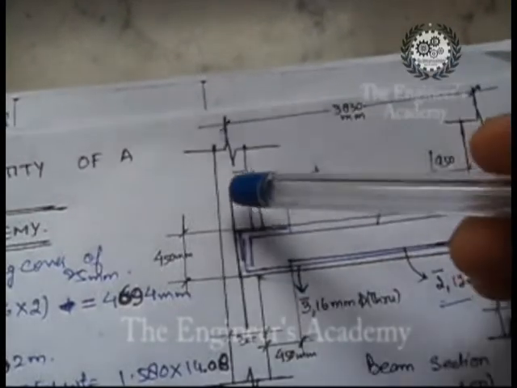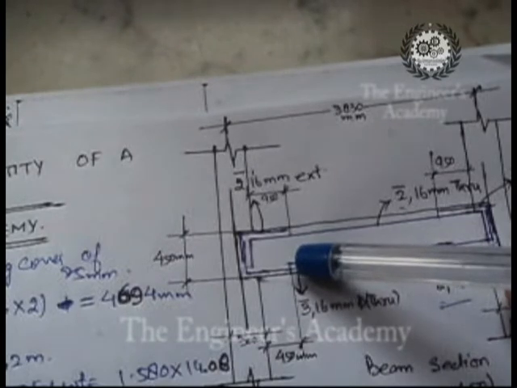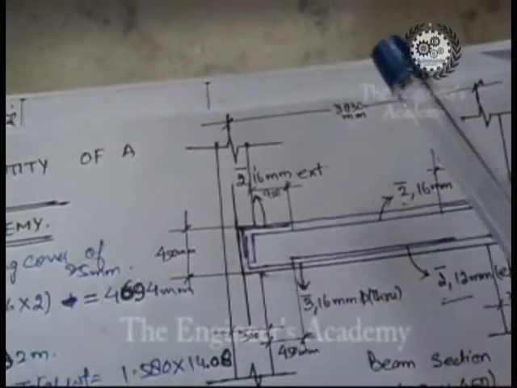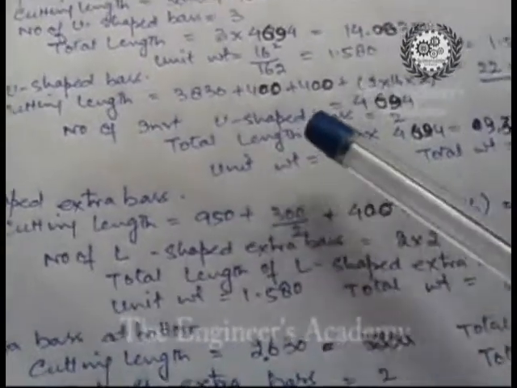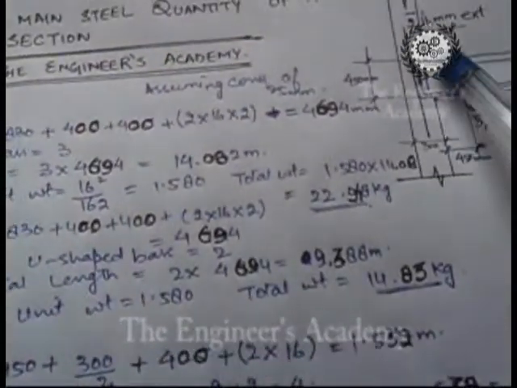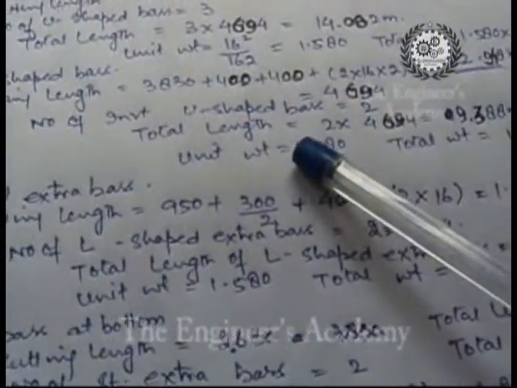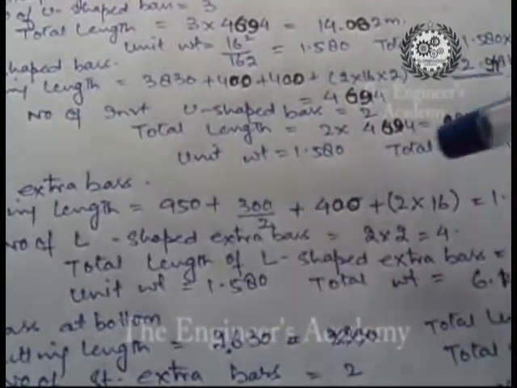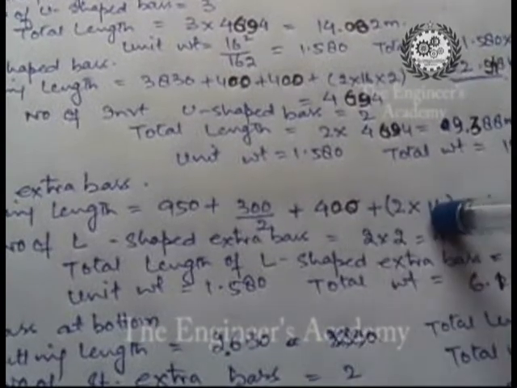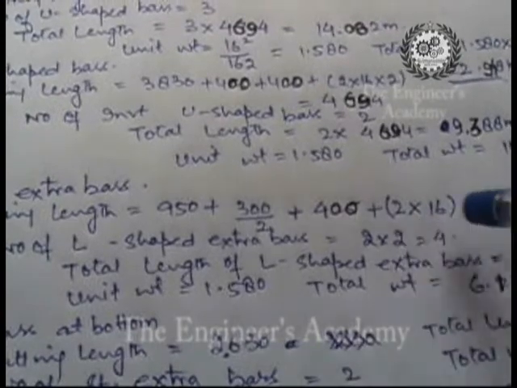And then we have the extension at the bend. For a 90-degree bend, as we already mentioned, the extension length will be equal to 2 times its diameter, and the same is used over here. For the cutting length, we'll be having 950, that is the distance given to us in the diagram as shown here. Then we have 300 divided by 2, that is half of the width of the wall, and then you have 400, that is the bend length, and then you have 2 into 16, that is the leg length, and then 2 into 16, that is the bend length.